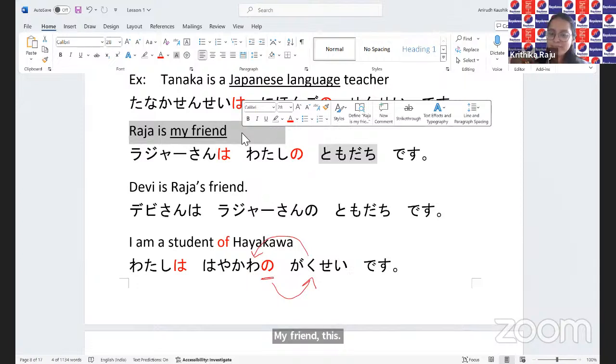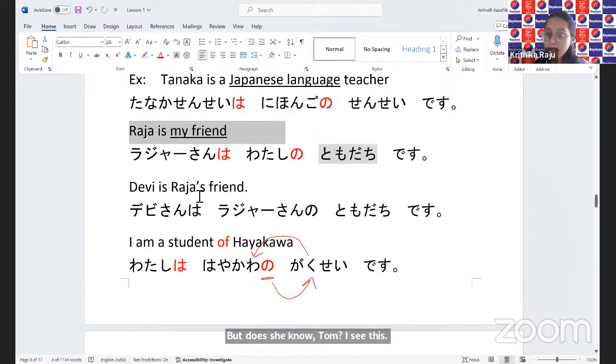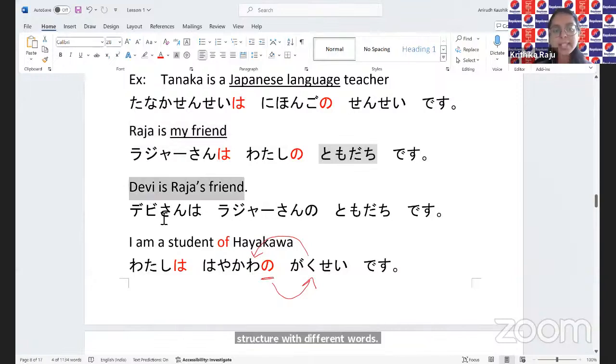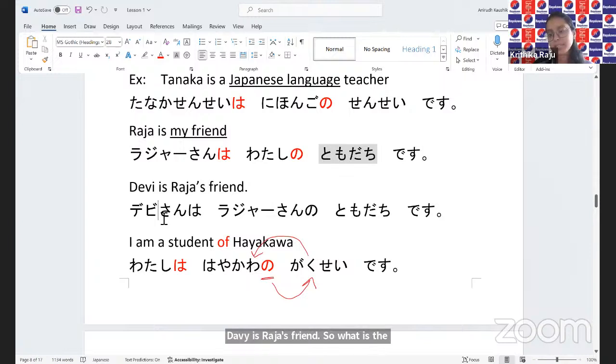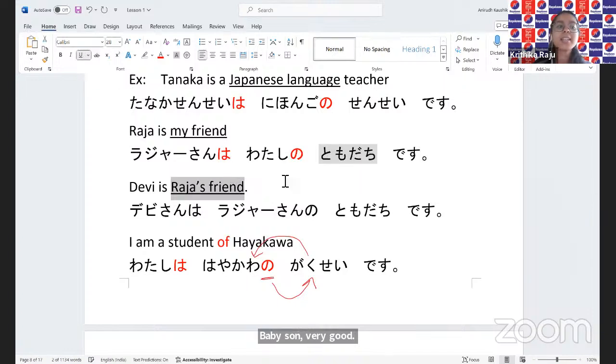Next sentence. Devi is Raja's friend. Different combinations I'm giving you. Replace the same structure with different words. Devi is Raja's friend. So what is the topic in this sentence? Devi-san. Very good. Devi-san wa, Raja-san no tomodachi desu. Yes. Devi-san is Raja-san's friend. As for Devi-san, Devi-san wa, Raja-san no tomodachi desu.